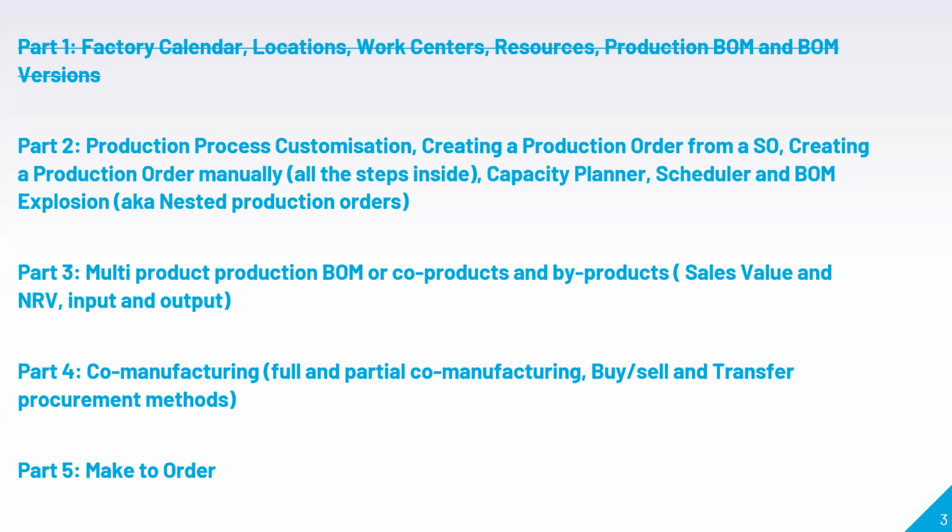In part two, which is today's webinar, we'll be covering the production process customization, so customizing the production process through the backend setup. Creating a production order from the sales order, so selling a product and then triggering a production order. Whether that sales order comes from any sales channel or is manually created, we'll be able to create a production order or manufacturing order from there. And then also creating a manufacturing order manually, and we'll go through that step by step.